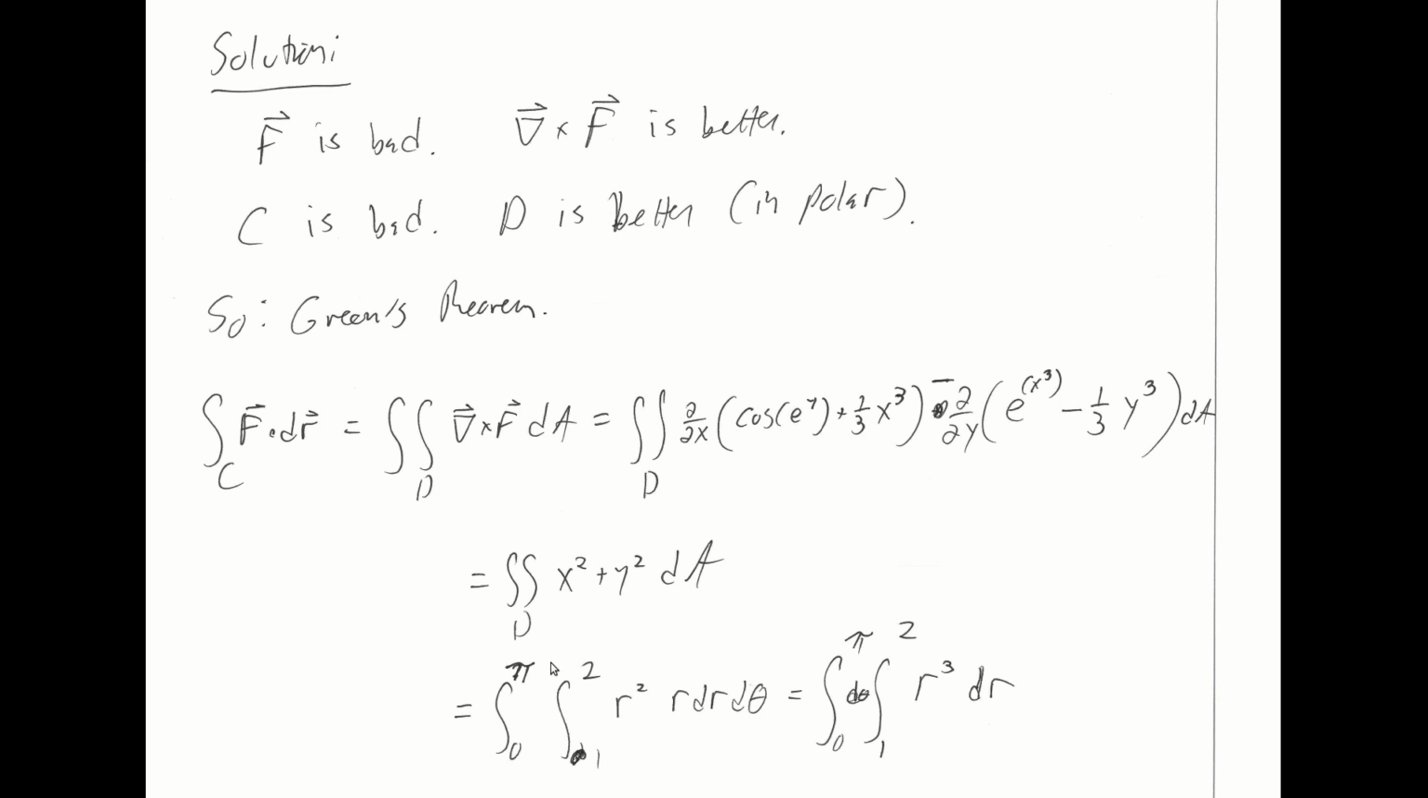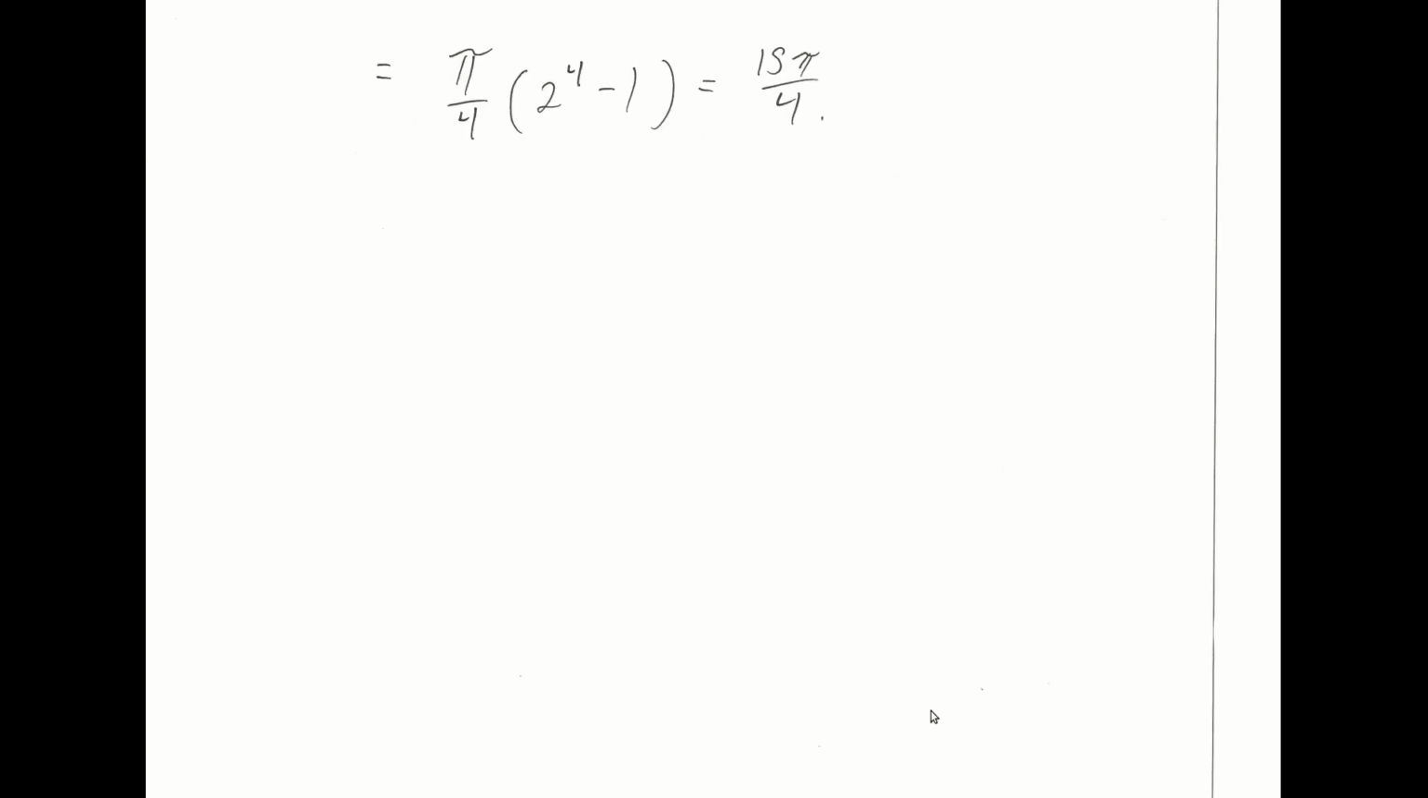My region D has theta going from 0 to pi to get the top half, and then r going from 1 to 2 to be moving from that lower inner circle to the outer circle. And then my dA expression, of course, is r dr d theta. So I pick up an extra factor of r. I can factor this out into the product of 2 simple integrals, and I'm going to get pi over 4 times 15 here, for 15 pi over 4 as a final answer.